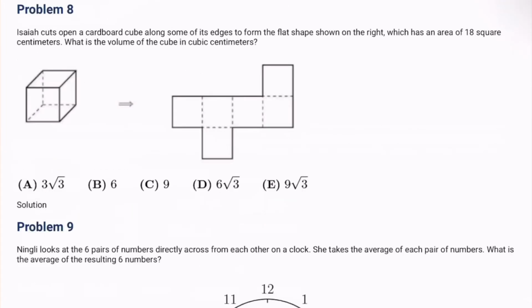Isaiah cuts open a cardboard cube along some of its edges to form the flat shape shown on the right, which has an area of 18 square centimeters. What is the volume of the cube in cubic centimeters?